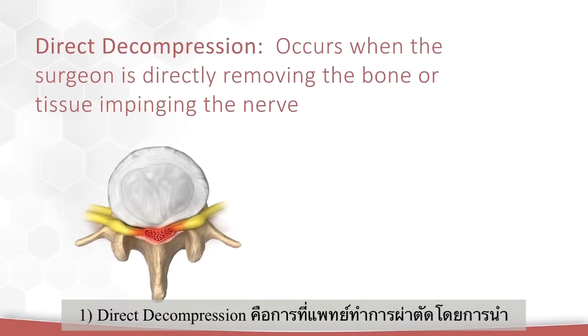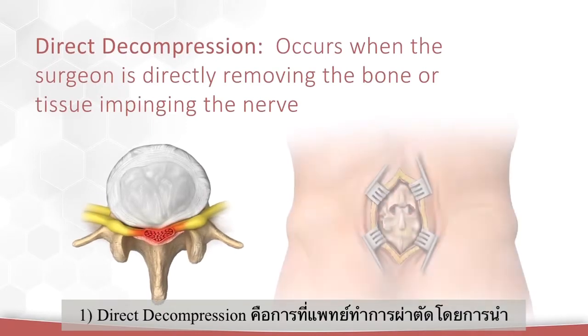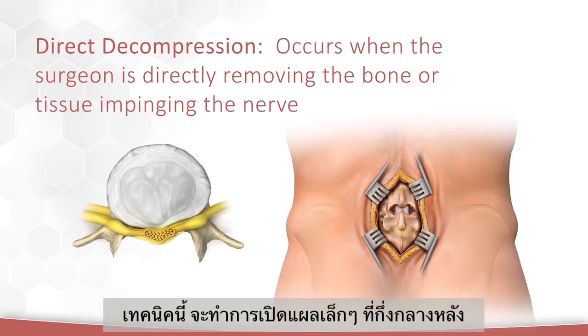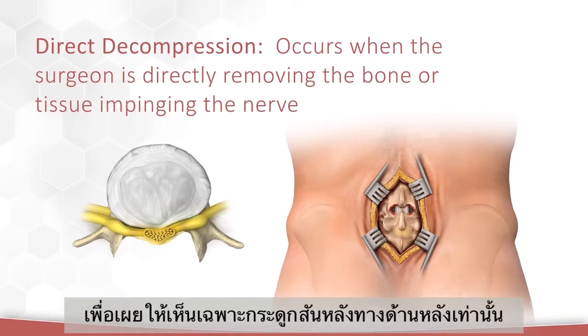A direct decompression occurs when the surgeon is directly removing the bone or the tissue impinging the nerve. Generally, this technique would include a small midline or off-midline incision and exposure of the posterior bones only.